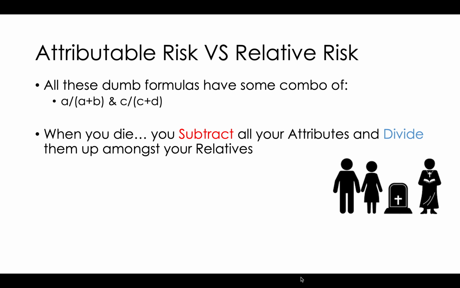It might sound really dumb, but this will help you remember these formulas. Attributable risk will be A over A plus B subtracted by C over C plus D. And then relative risk will be the same formula but with a division sign in the middle. That way you can remember which one you subtract and which one you divide.